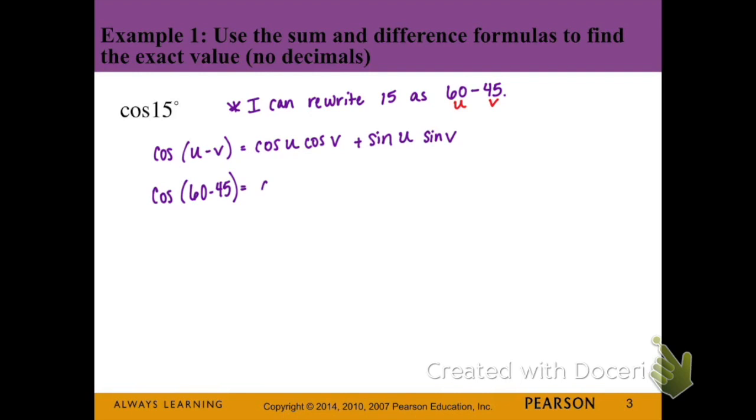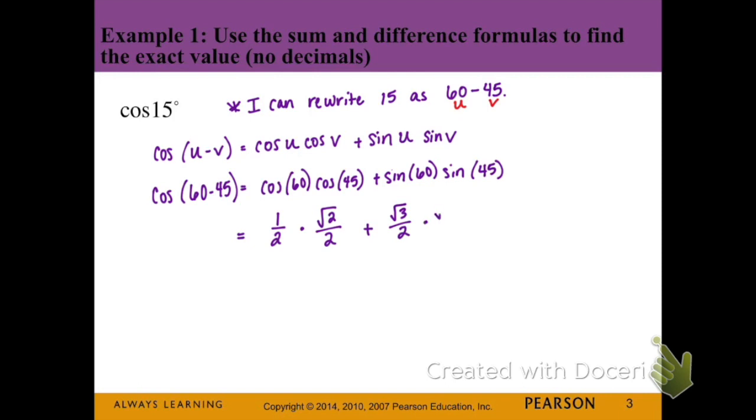So we have cosine of 60 minus 45 equals cosine of 60 times cosine of 45 plus sine of 60 times sine of 45. Now at this point, we can think back to our unit circle. We know what cosine of 60 is. We know what cosine of 45 is, so we can just plug in those values. Just a quick reminder in case you forgot, for cosine of 60, we think about our unit circle, we think about where 60 is, and cosine is always my x value. Sine is always the y value.